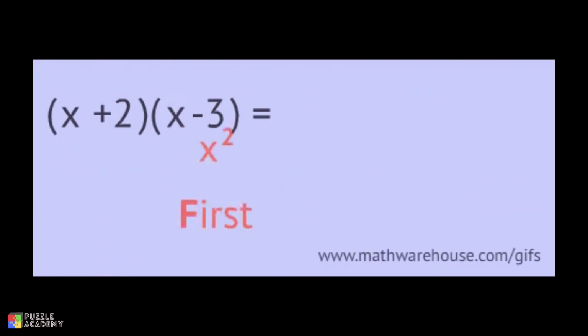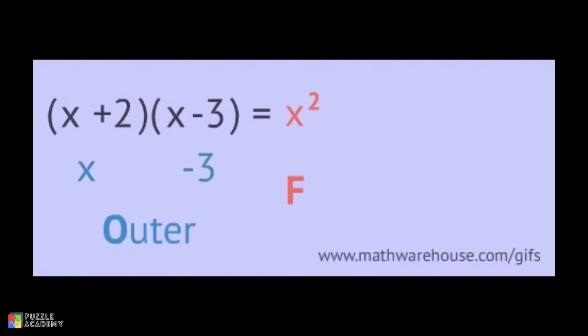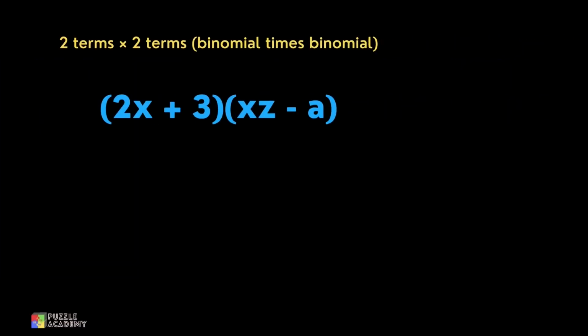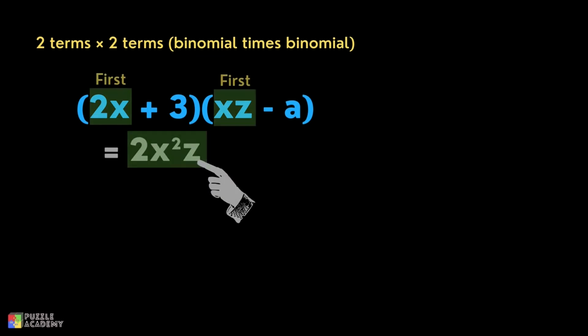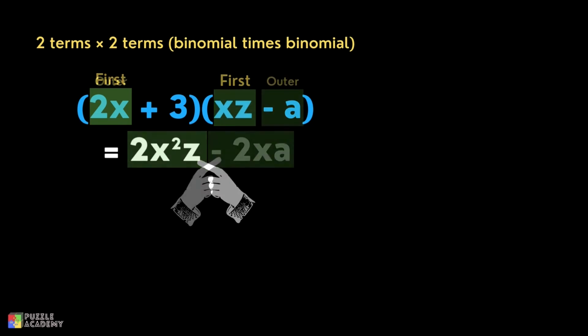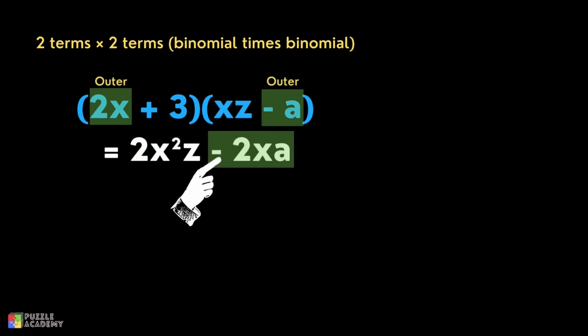Let us try this on a more complicated example. We have the given, the quantity of 2x plus 3 times the quantity of xz minus a. So first, we multiply the first term. We have 2x times xz. So we have 2x squared times z. The outer, we have 2x times negative a. Then we have negative 2xa.